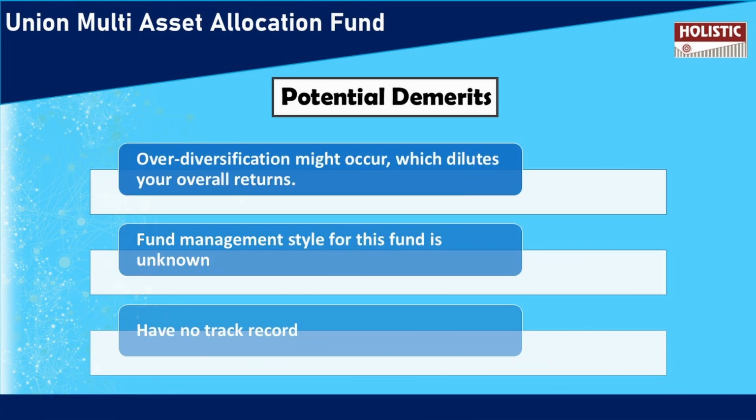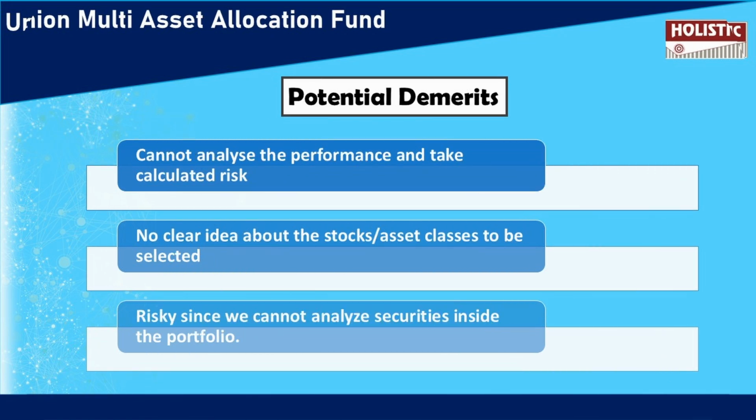Sometimes over diversification might occur which dilutes your overall returns. So the fund management style for this fund is unknown as it's an NFO and it has no track record. We are yet to see how it will perform in the market. So we cannot properly analyze the performance of this NFO and take a calculated risk. So if we choose to invest in this NFO, it's because we are taking a blind risk instead of a calculated risk, which is even more risky.